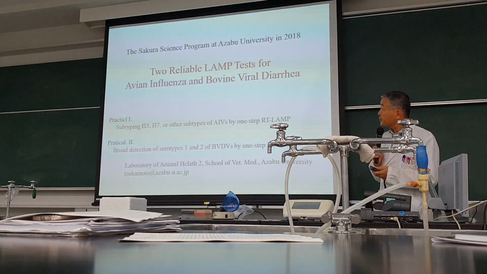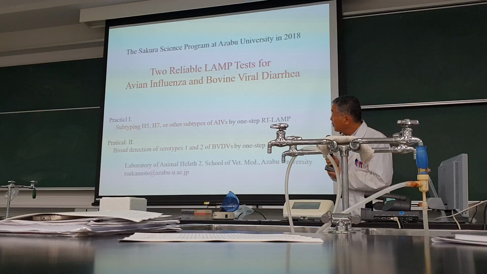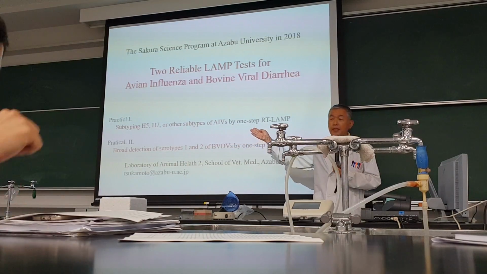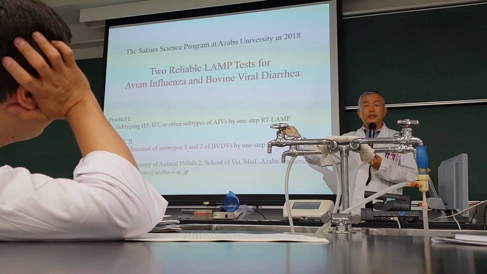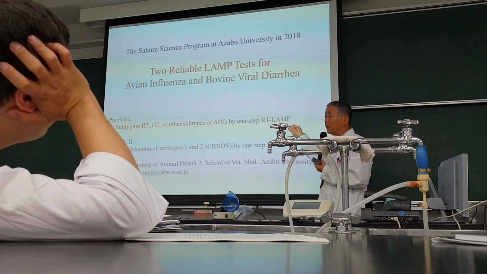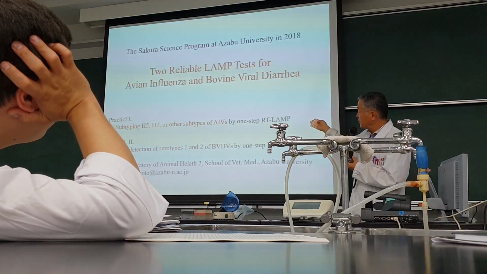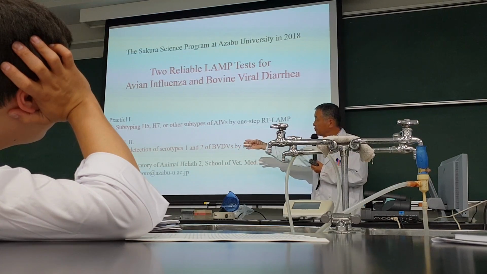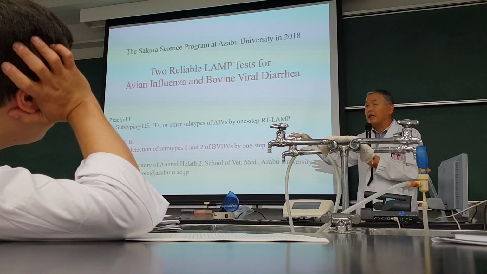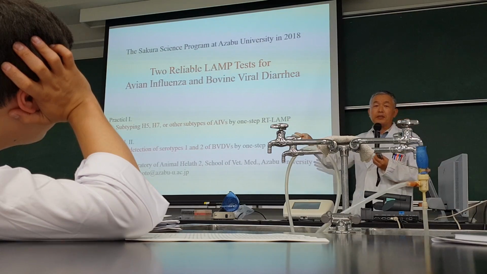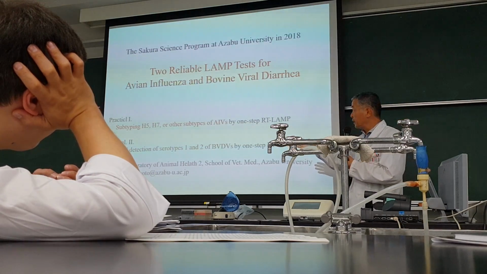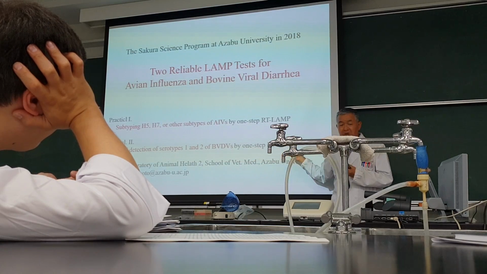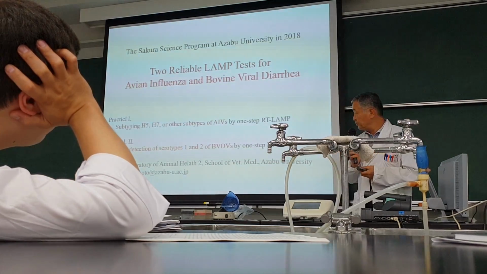Anyway, one is subtyping H5, H7 or other H subtypes of influenza virus by one-step RT-PCR and one-step RT-LAMP. The second topic is broad detection of serotypes 1, 2, and probably 3 of the bovine viral diarrhea virus, BVDV, also by the same reagent system.